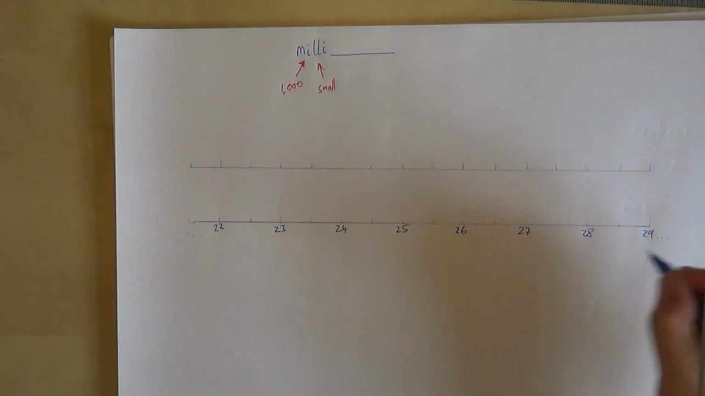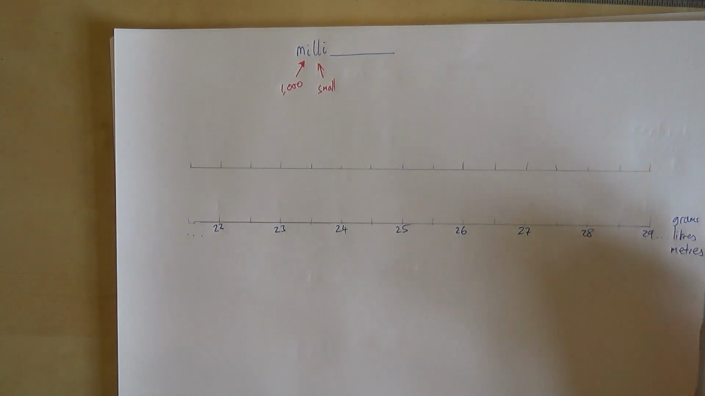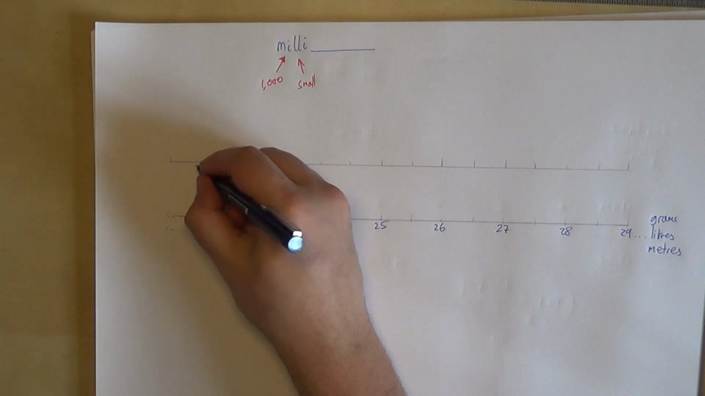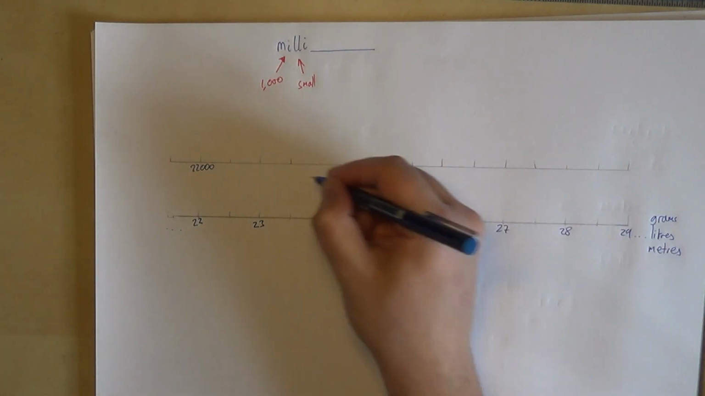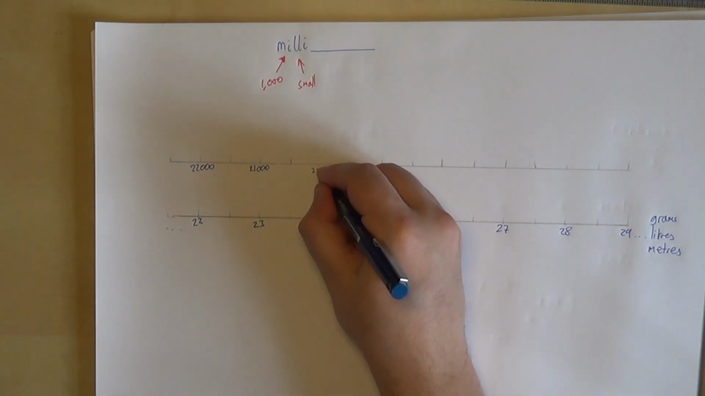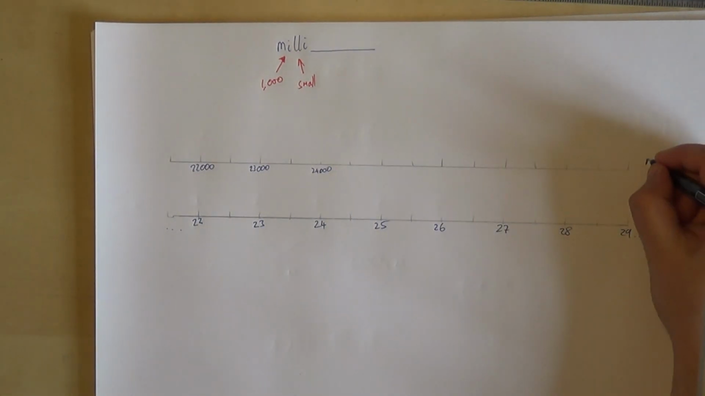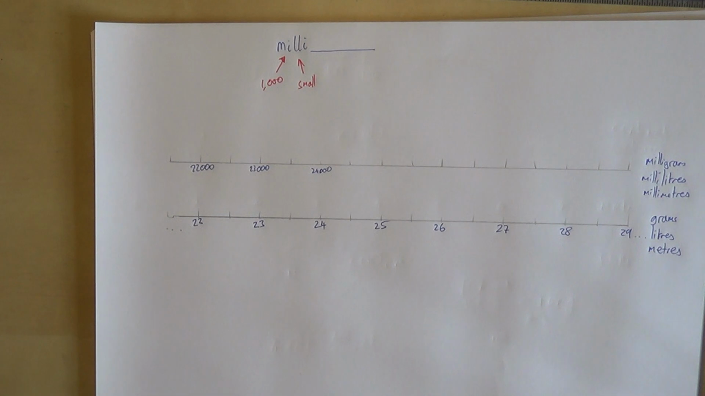So that means if you have 22 grams, or 22 litres, or 22 meters, they are going to be the same as 22,000 milligrams, or 22,000 milliliters, or 22,000 millimeters.